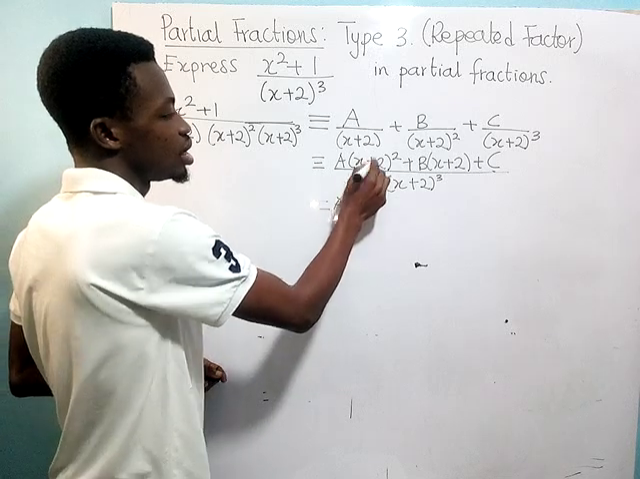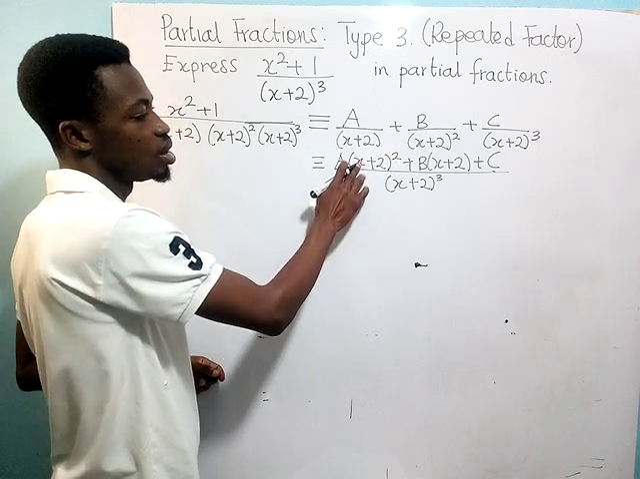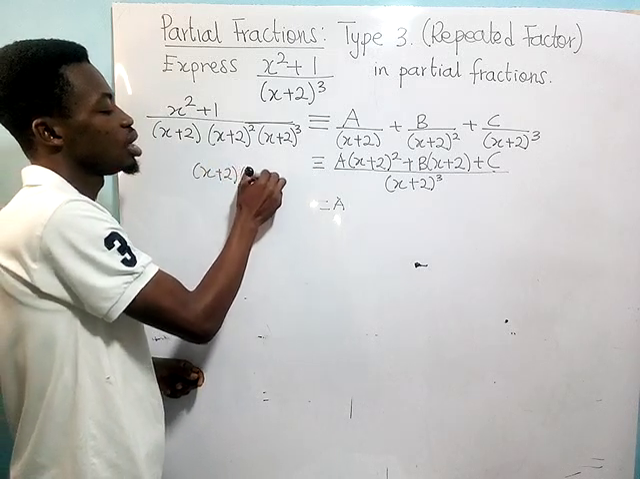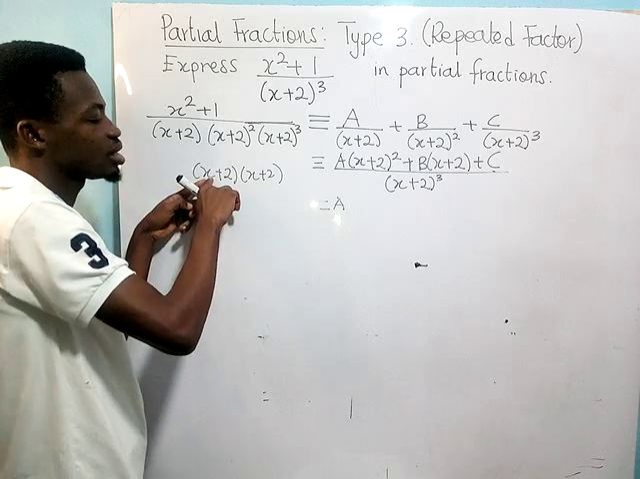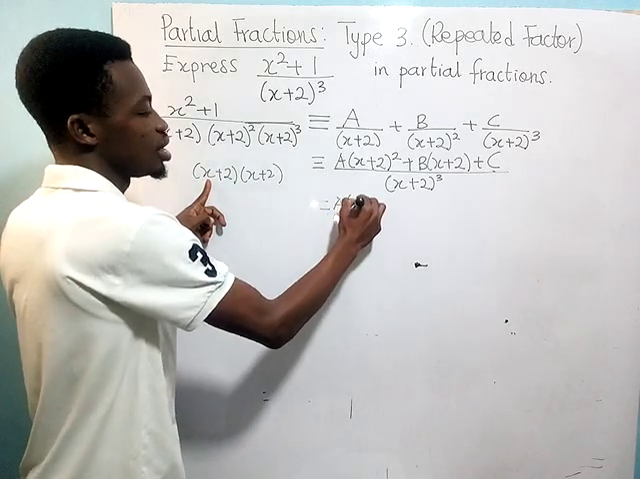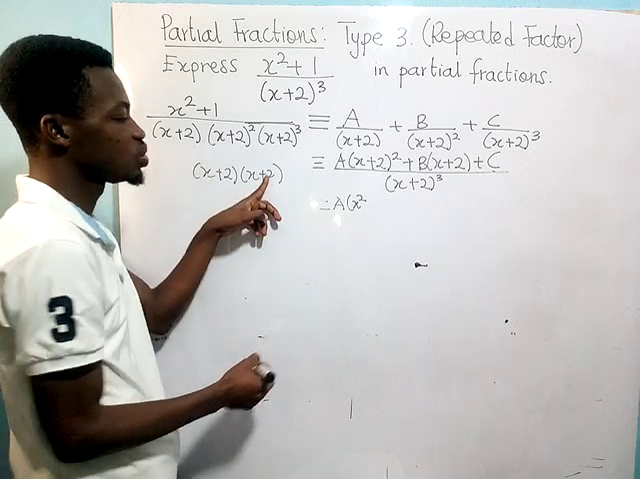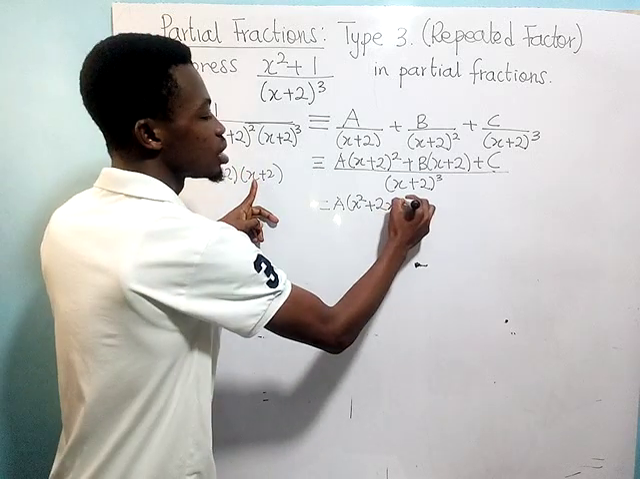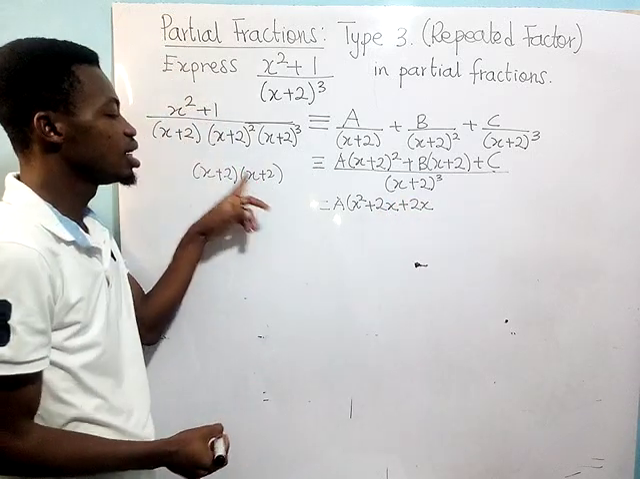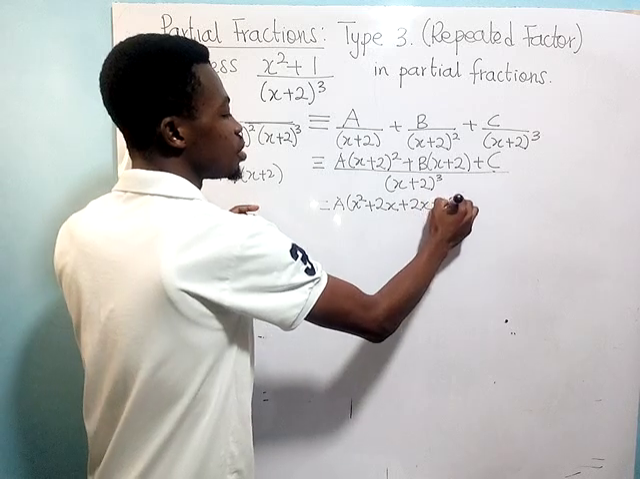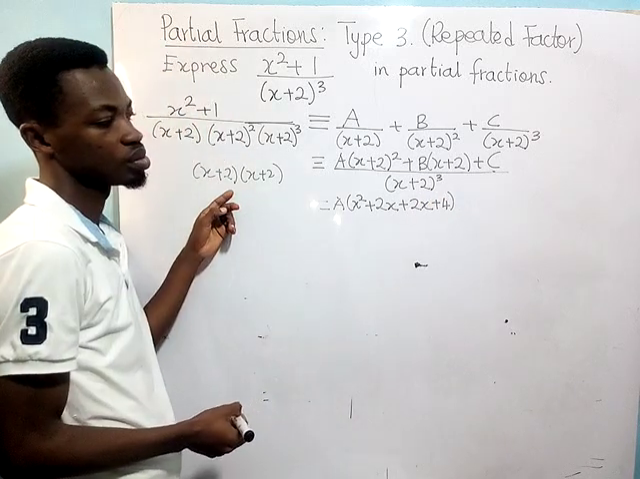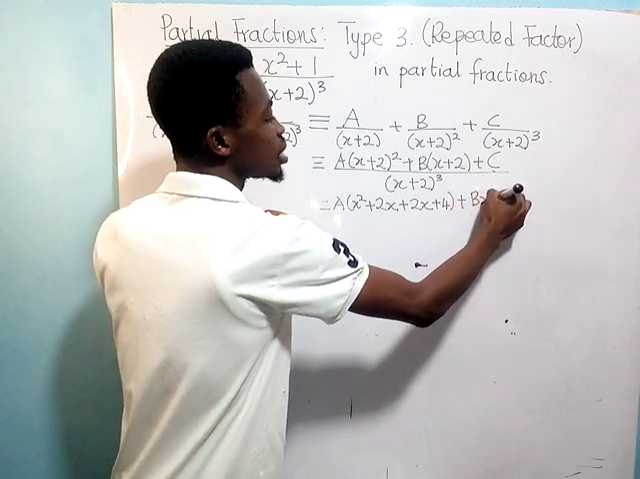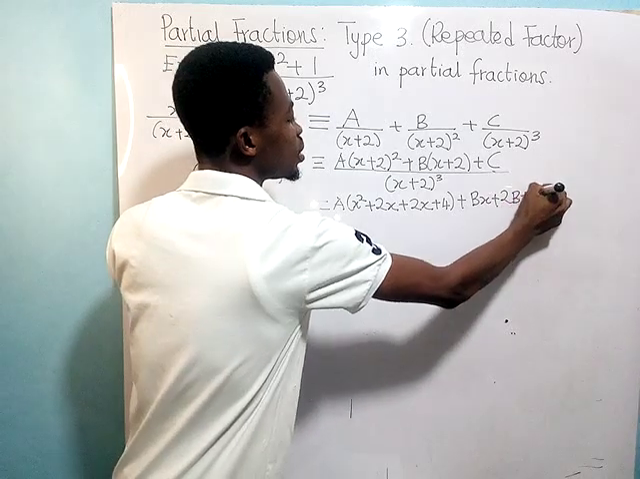So therefore, this will now give us A; let's expand this one. With this, we are going to have (x + 2)(x + 2). X times x will give us x squared, x times 2 will give us 2x, 2 times x will give us 2x, then 2 times 2 will give us 4. This is what we have here, plus Bx plus 2B plus C.